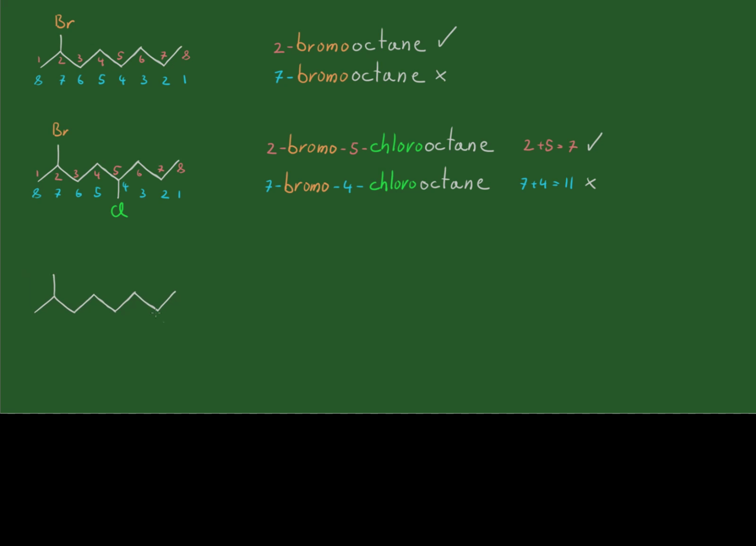Once again, we have an octane. This time, I'm going to put the substituents a little bit differently. As always, we number the carbons. We are definitely dealing with an octane. And if we look at the numbering, we can say that carbon number 7 has a bromo substituent. So it'll be 7-bromo, 2-chloro, octane.